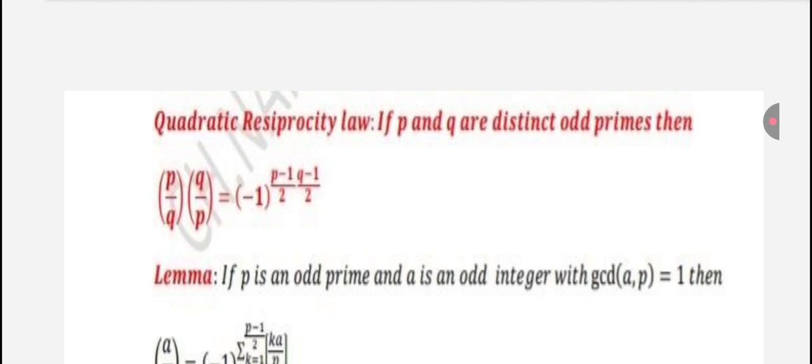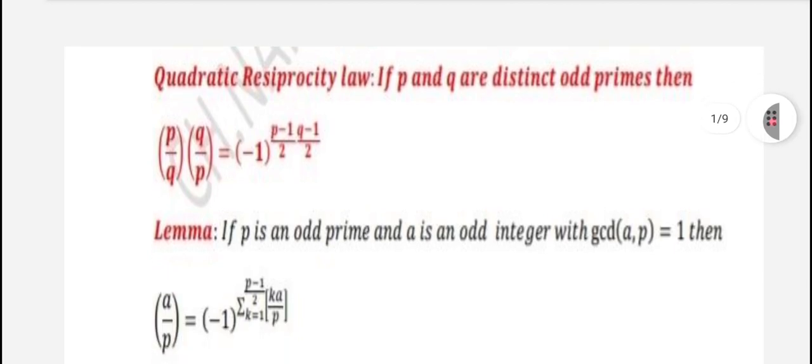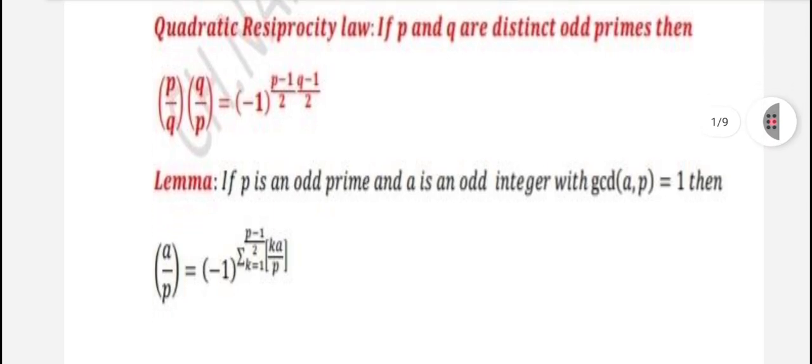So once again, Legendre symbol p by q into Legendre symbol q by p equal to minus 1 whole to the power of p minus 1 by 2 into q minus 1 by 2. The proof is very simple. By theorem number 8 we have learned that if p is an odd number and a is an odd integer, and further if GCD of a comma p equal to 1, then we have Legendre symbol a by p equal to minus 1 whole to the power of summation integral part of ka by p, k running from 1 to p minus 1 by 2.